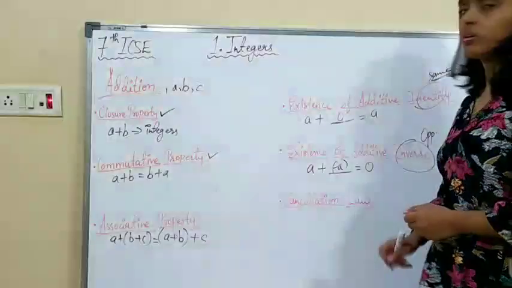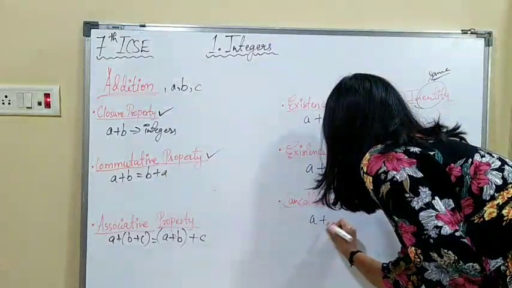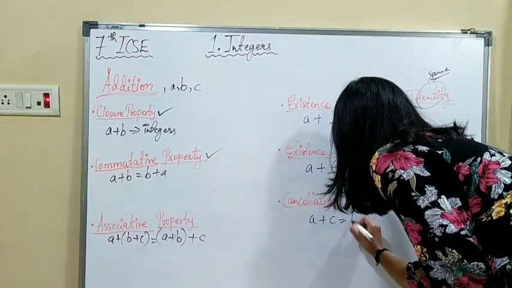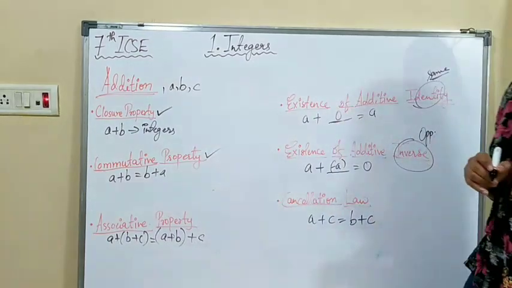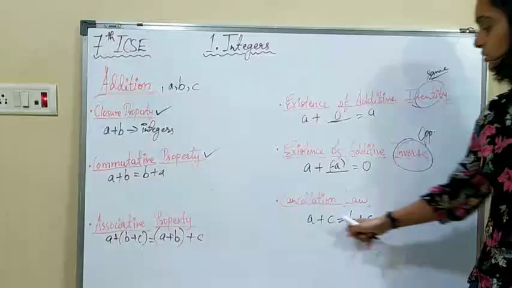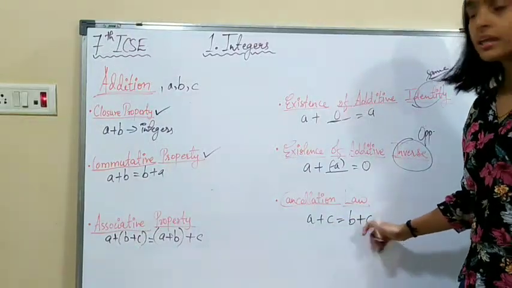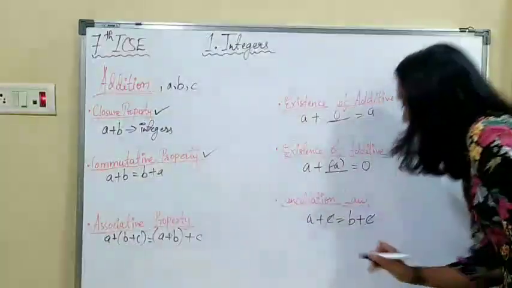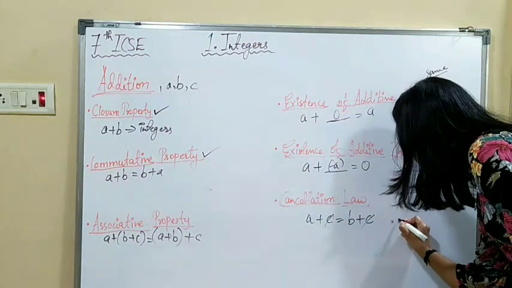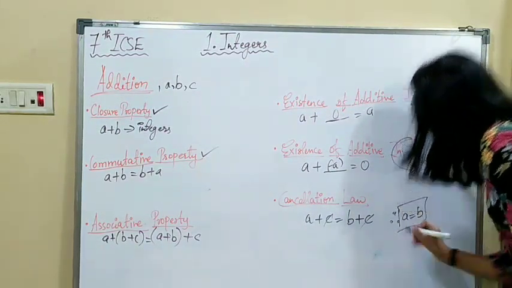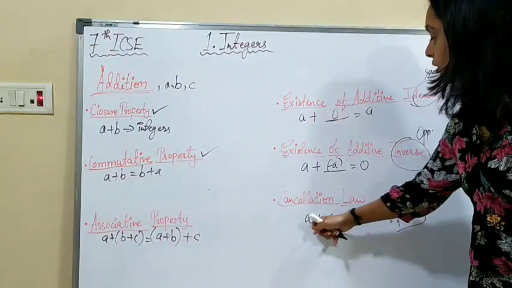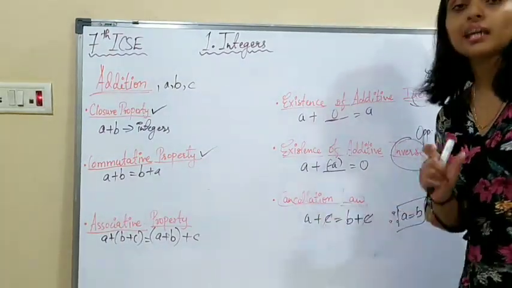Then cancellation law. If you have any three integers, say a plus c equals b plus c, then what you can do here, as you see c is the same on both sides, then you can cancel these numbers. That is, you can say a is equal to b, as a and b are added to the same integer.